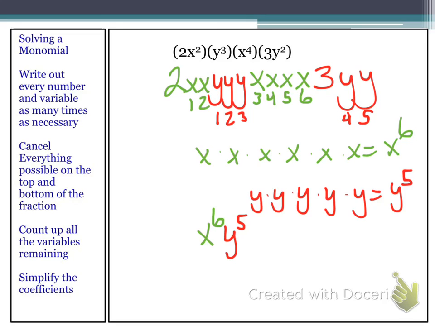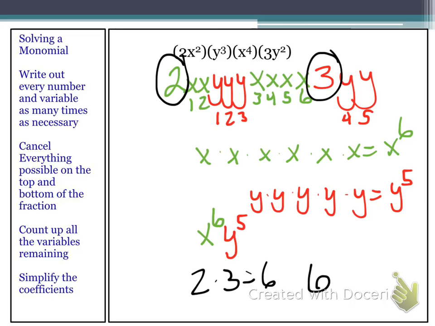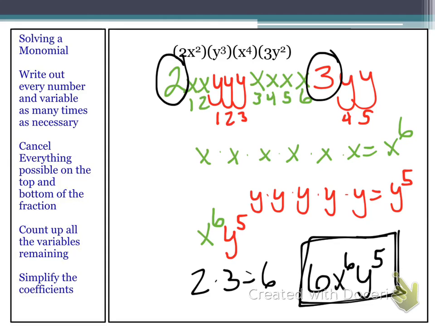Now the last part: simplify the coefficients. I look, my coefficient is here, and it is here. Remember, in this whole problem we are multiplying, so I'm going to multiply 2 times 3, that gives me 6. So my whole answer is 6 x to the 6th, y to the 5th. That's it. That's how you solve all these problems.